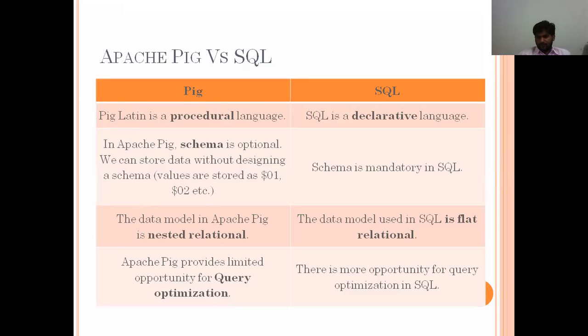So these are the differences between Apache Pig and MapReduce. And what are the differences between Apache Pig and SQL? The first one is the language: Pig is procedural and SQL is declarative. The second is schema: here it is optional, and in SQL it is mandatory. Pig can use nested relationships, while SQL uses a flat relationship. And even if we use a query in Apache Pig, there is limited opportunity for optimization, but in SQL there is more opportunity.